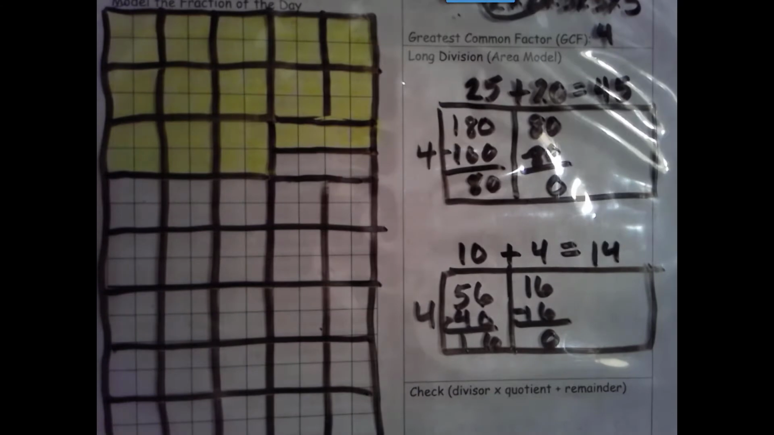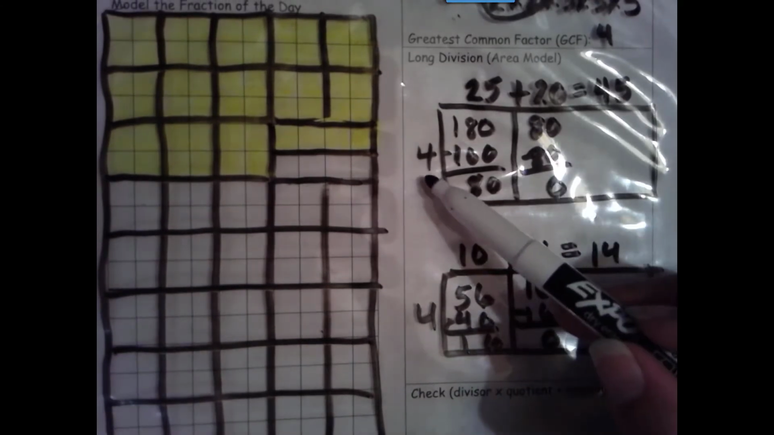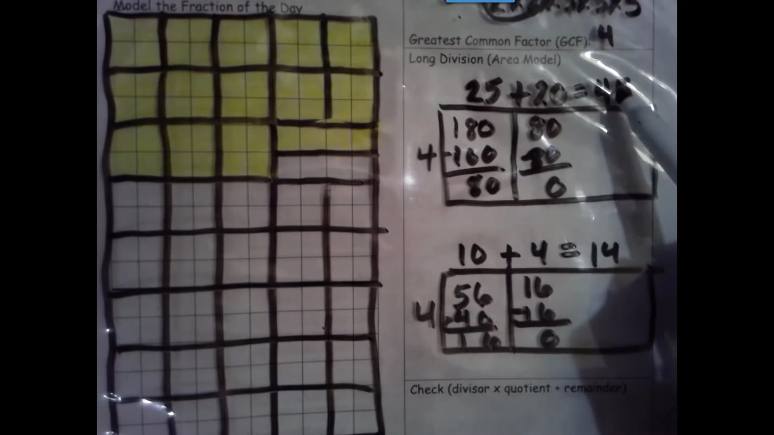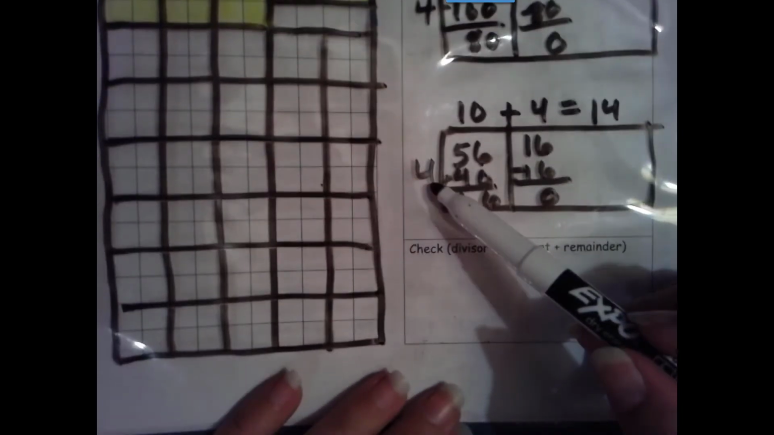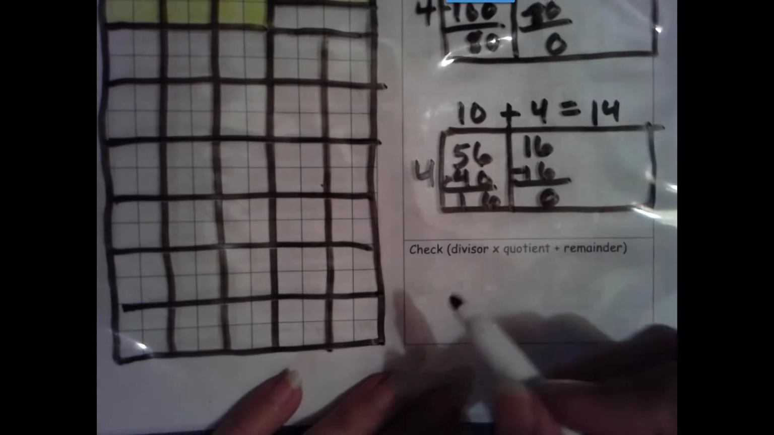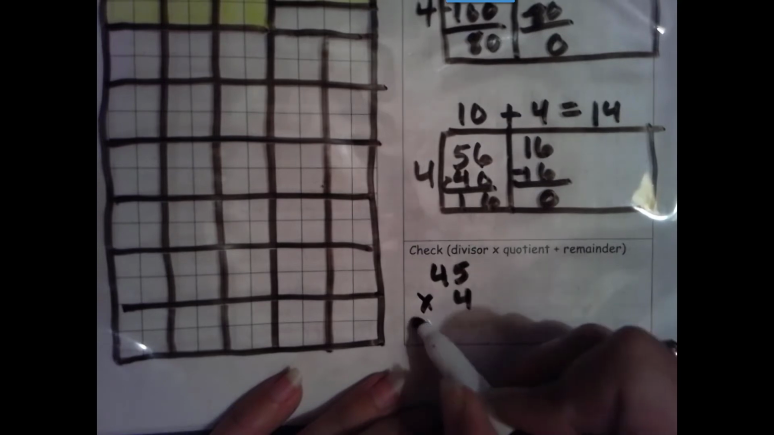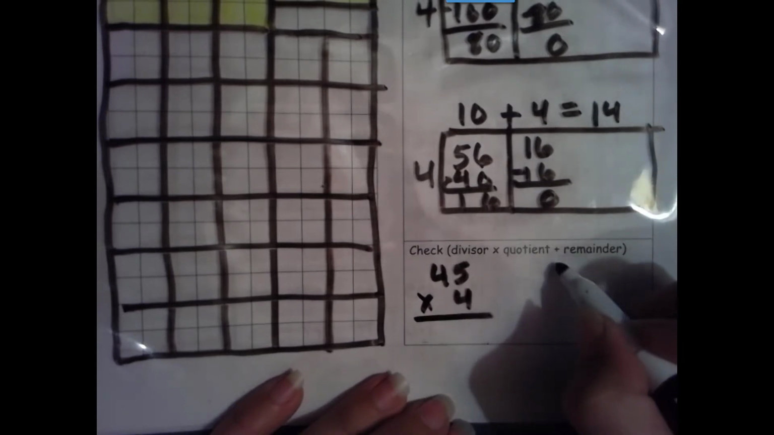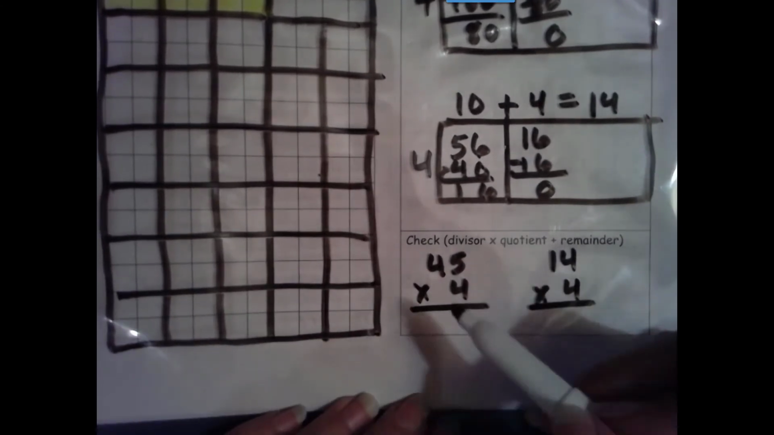Now I need to check, and my check for both has to do with the divisor times the quotient plus the remainder. That's my inverse operations. Divisor times quotient plus remainder. Since my remainder is 0 for both, and the identity property of addition says when you add 0, it stays the same, I don't need to add the 0.